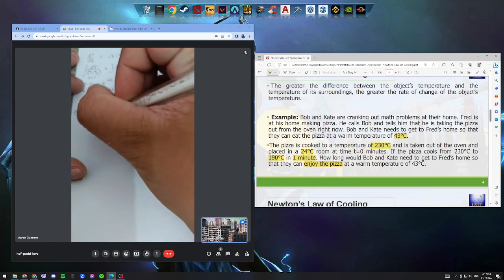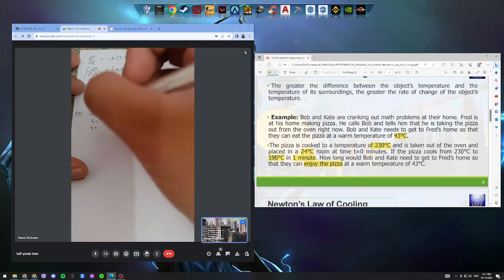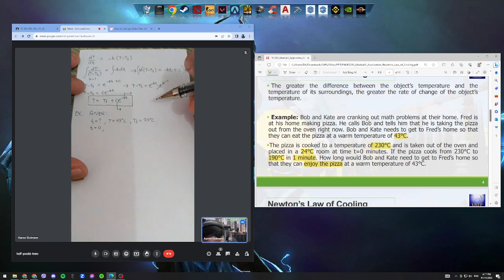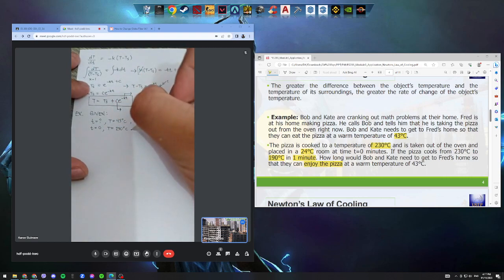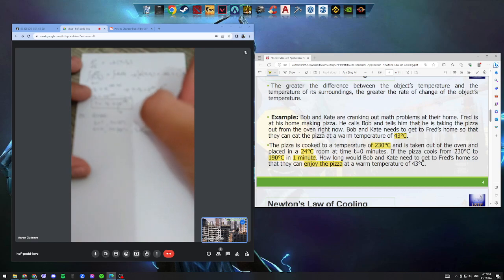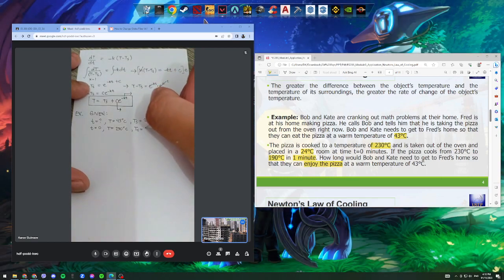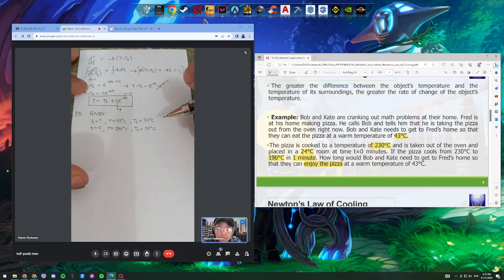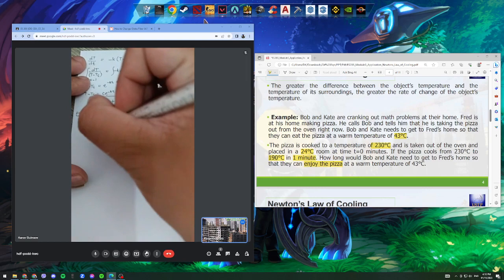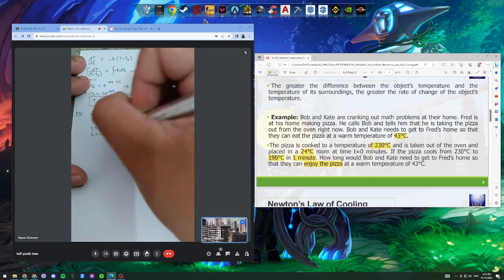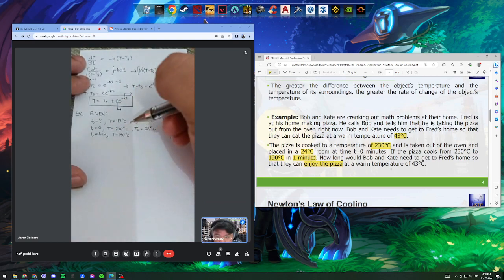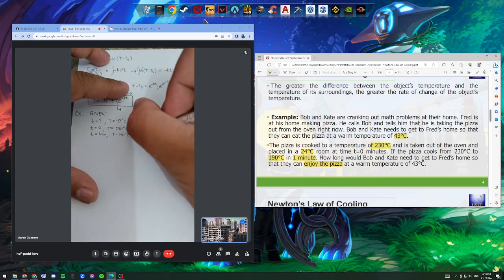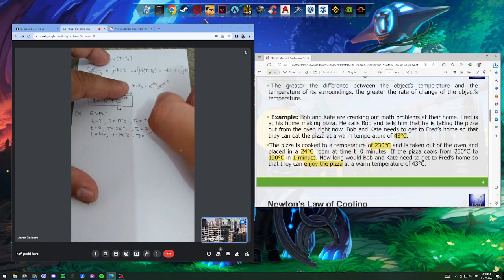We have our second condition here: at time zero, the time when Fred cooked it, the temperature of the pizza is 230 degrees Celsius. But the temperature of the surrounding stays the same, 24 degrees Celsius. And at time 1 minute, the temperature of the pizza becomes 190 degrees. Okay? Our surrounding temperature is still the same.